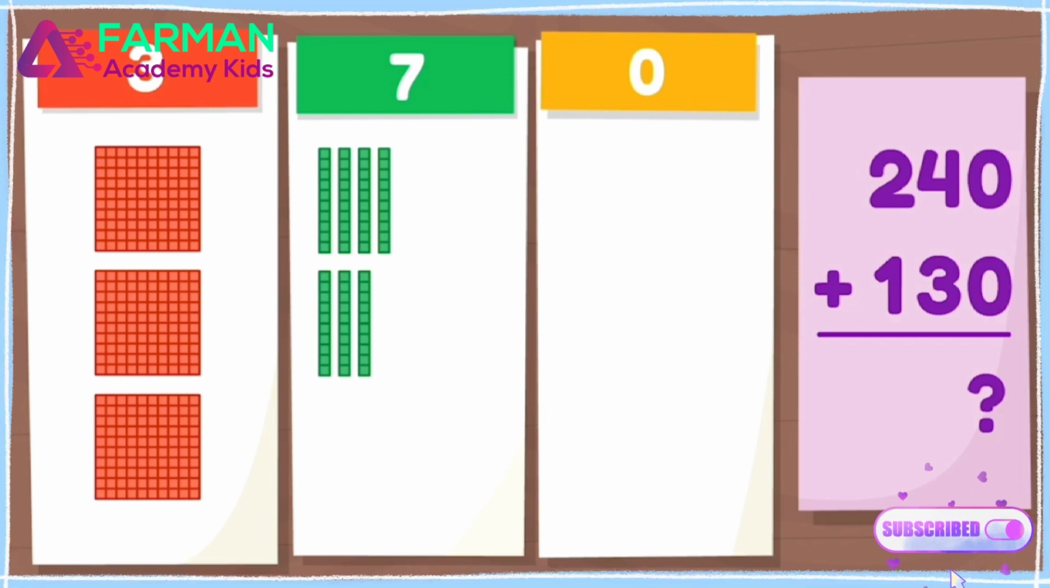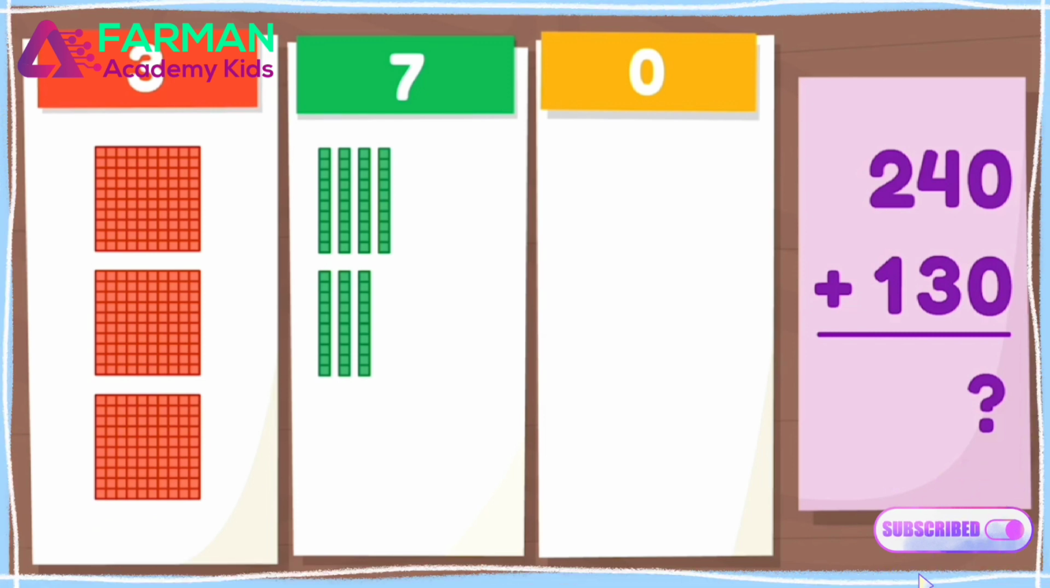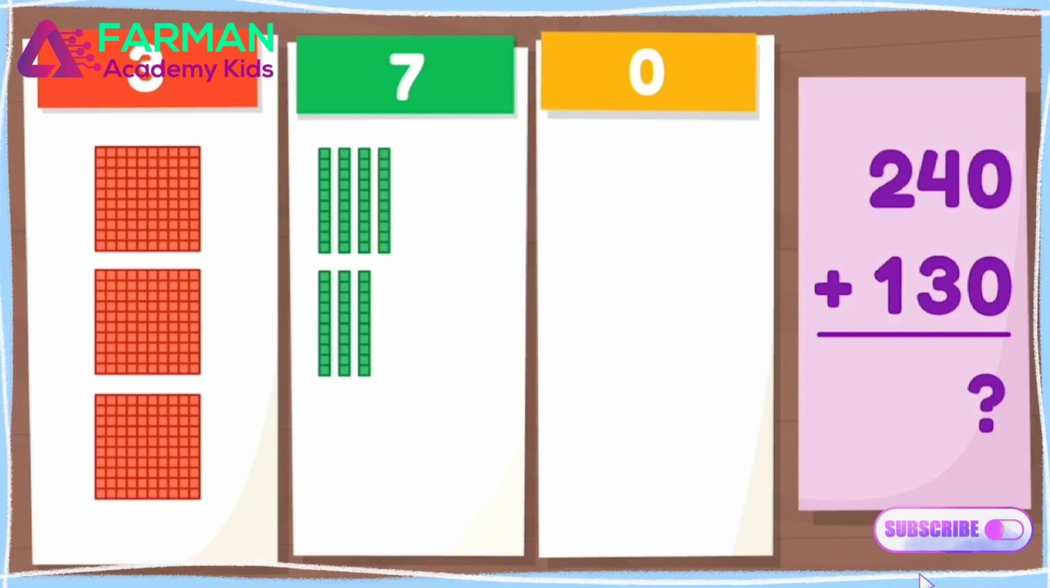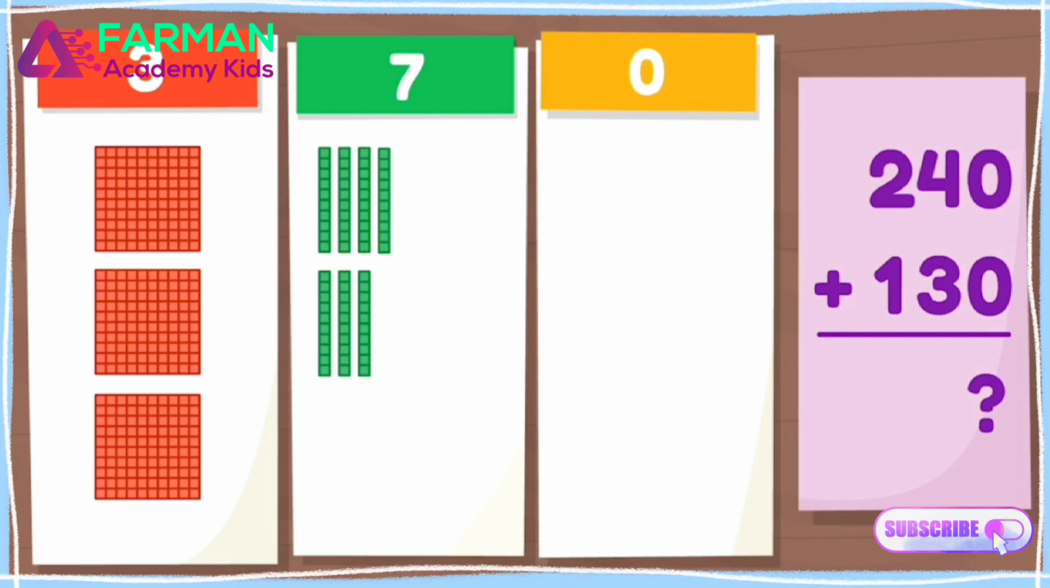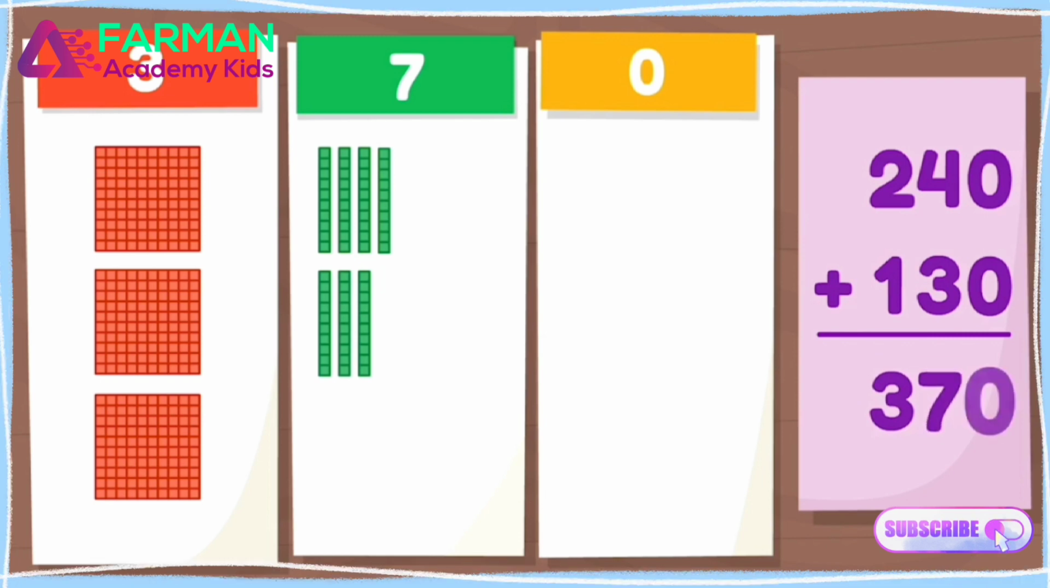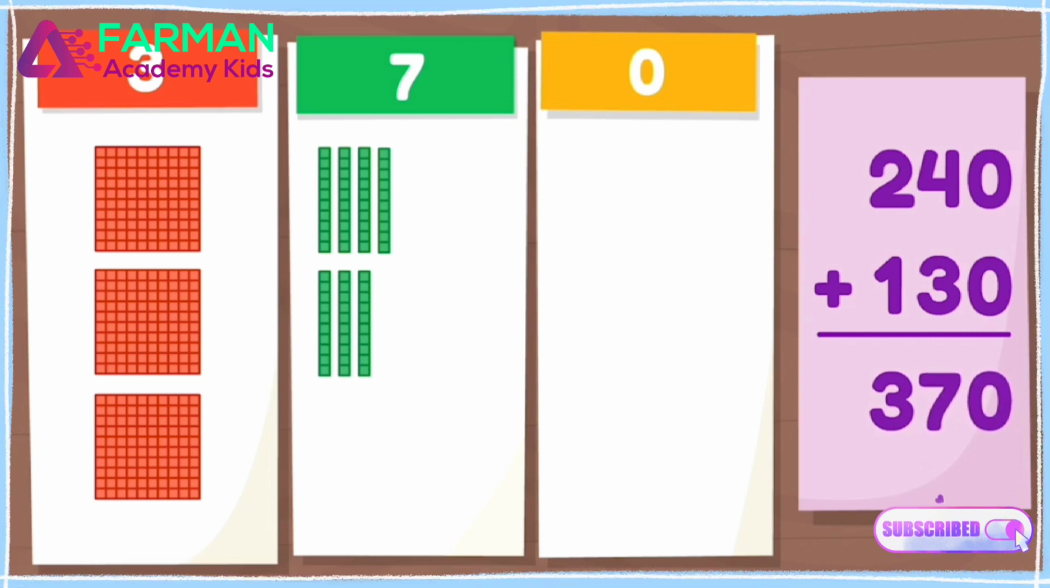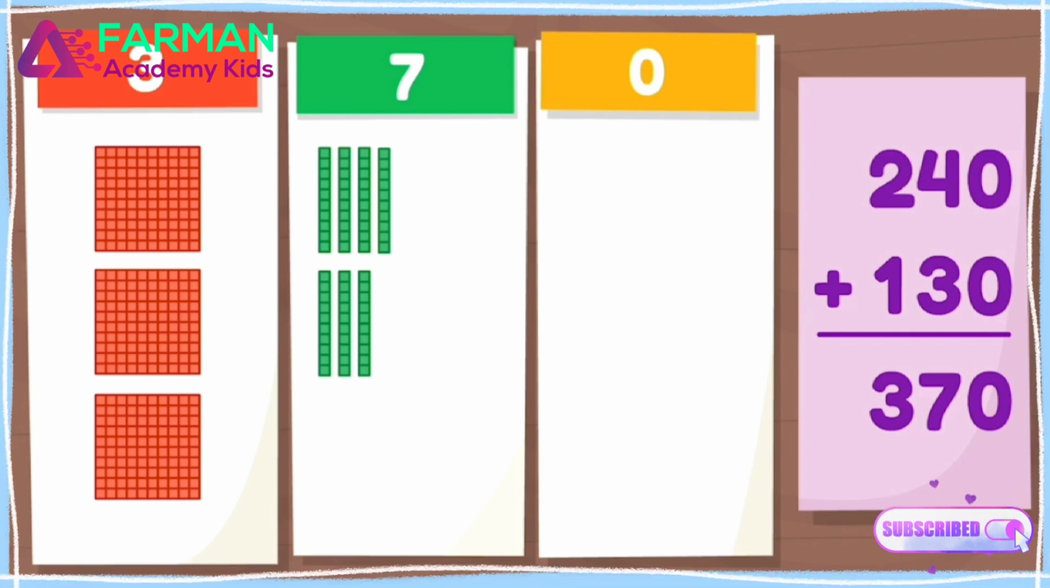Now let's see how many blocks we have total. We have 1, 2, 3 hundreds. 1, 2, 3, 4, 5, 6, 7 tens. And 0 ones. That means we have 370 total. 240 plus 130 equals 370. Phew! Impressive job.